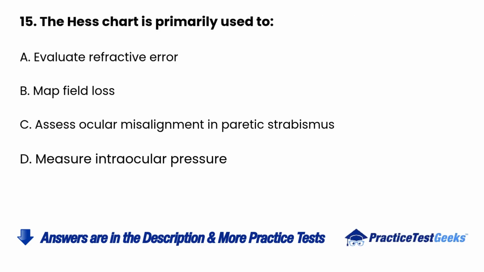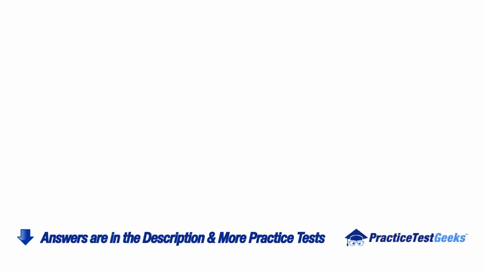15. The Hess chart is primarily used to A. Evaluate refractive error. B. Map field loss. C. Assess ocular misalignment in paretic strabismus. D. Measure intraocular pressure.